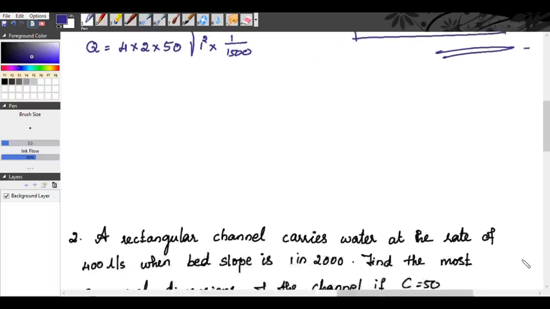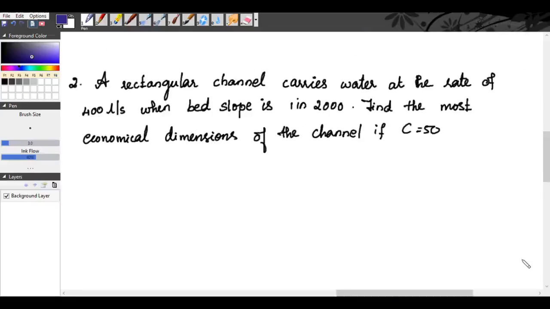Okay, now we will move on to the next problem. So second problem is a rectangular channel carries water at a rate of 400 liters per second. So Q is given as 400 liters per second. Converting it into meter cube per second, you divide it by 1000, we get 0.4 meter cube per second.